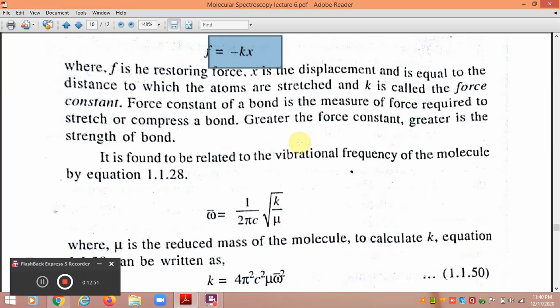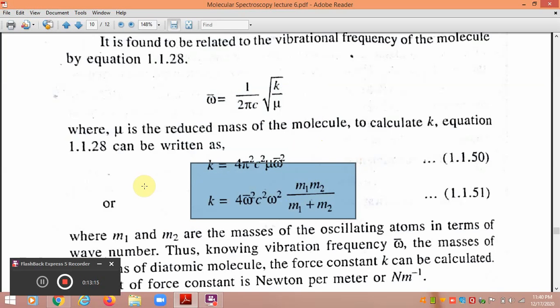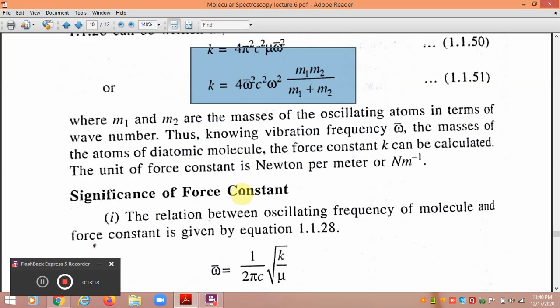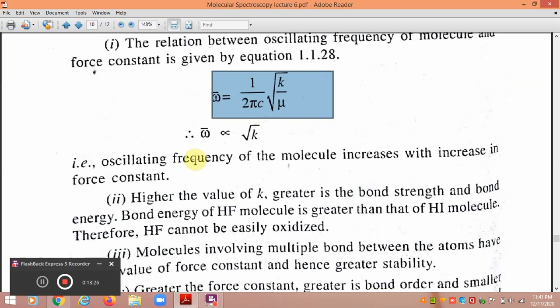If the force constant is greater, it indicates the strength of the bond is greater, and it is found that the vibrational frequency of the molecule is given by the equation omega bar equal to 1 upon 2 pi c into square root of k upon mu. It means the vibrational frequency is related to the force constant K by this equation. Mu is the reduced mass of the molecule, and to calculate K we have this equation, where mu is nothing but the reduced mass. The significance of this force constant K is given by this equation, and it indicates that omega bar is directly proportional to the force constant.